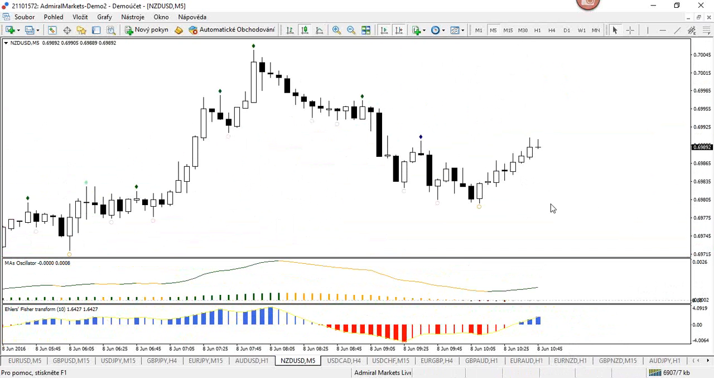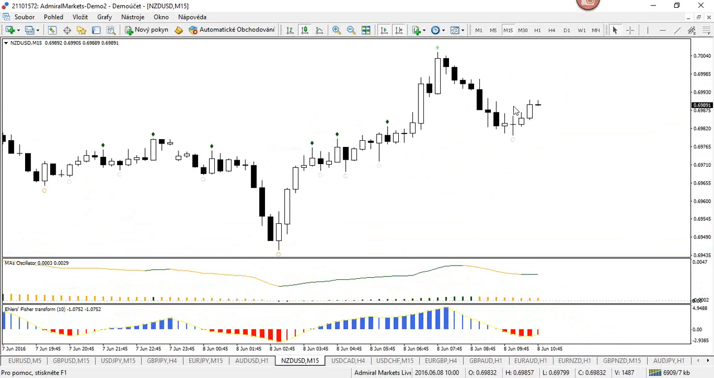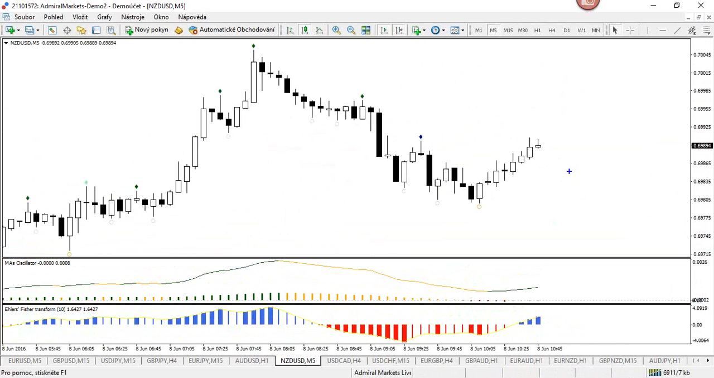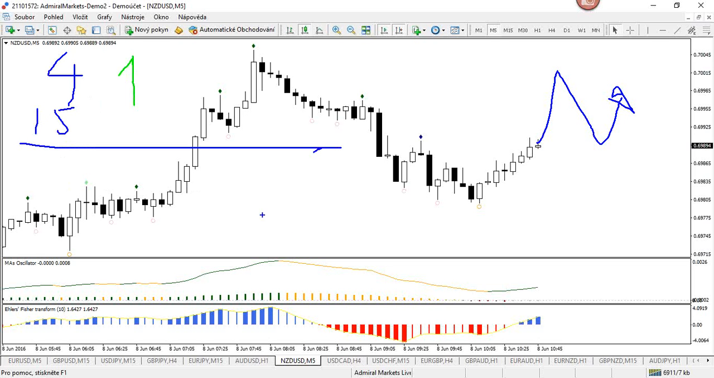So maybe better would be to wait for the 15-minute chart to show dark blue, then zoom into the 5, wait for the 5 to retrace and pull back and continue. That could be the best way, I think. That way we have 4-hour momentum on our side, and 15 momentum on our side. The 1 hour is not momentum, but it is an uptrend. And then on the 5-minute chart, we would have the pullback continuation.